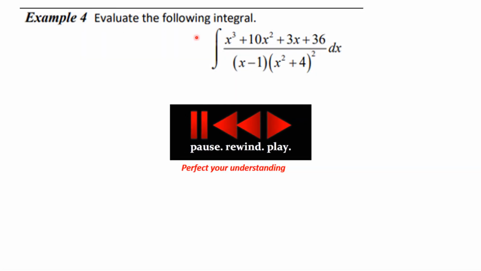Example 4. Evaluate the following integral. This is the indefinite integral. This is x cubed plus 10x squared plus 3x plus 36 over x minus 1, and then this is x squared plus 4 whole squared. You know what to do. Let's see how you did.